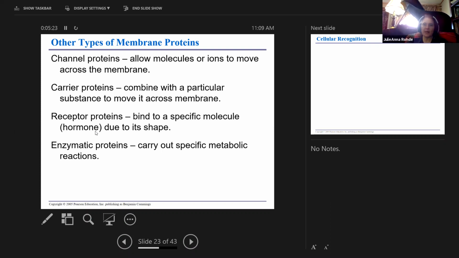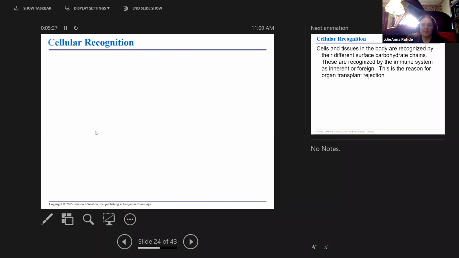And this is one of those efficiency patterns. That's where you're going to find your enzymatic proteins, in the internal membranes of the cell, either just inside that outer membrane or inside organelles if it's a eukaryotic cell.